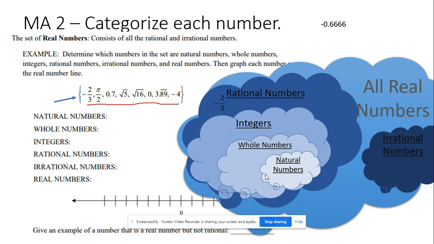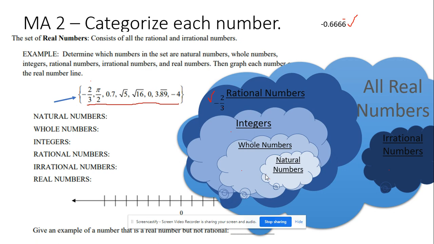So we're going to take negative 2/3 first. Now, we know that negative 2/3 is a rational number because negative 2/3 is a repeating decimal, which would be negative 0.6666. It would be repeating.